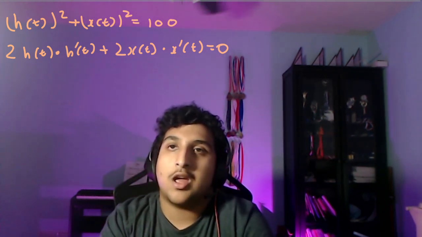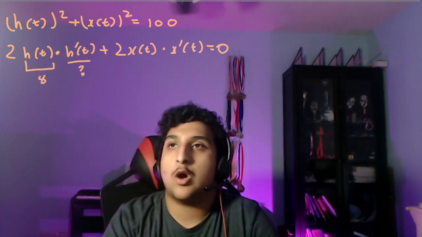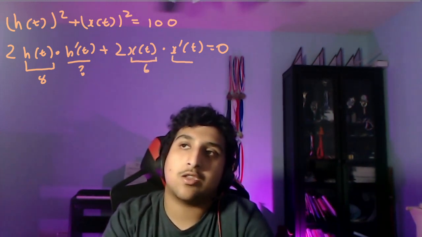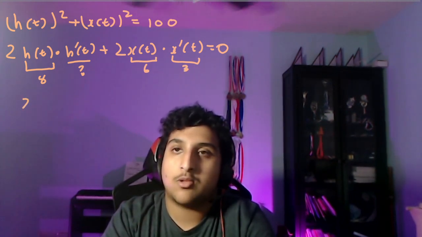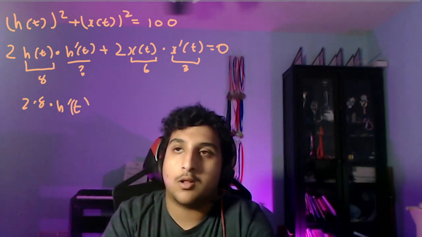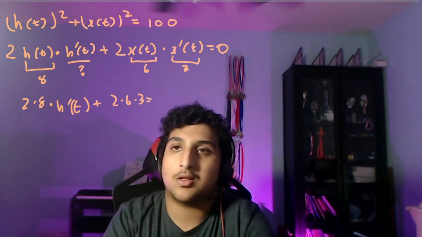Now, h of t, we already said was going to be 8. H prime of t, we still do not know that. However, we know x of t, 6, and then the rate of x, which is 3. So now we can just write 2 times 8 times h prime of t plus 2 times 6 times 3 equals 0.